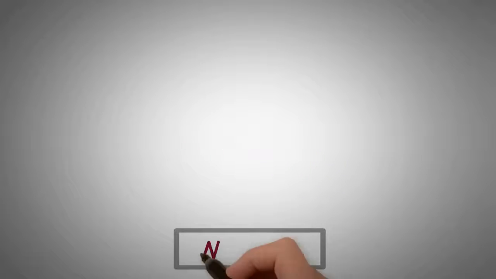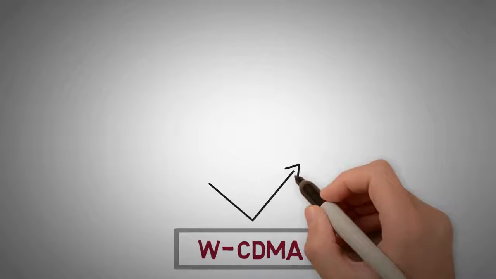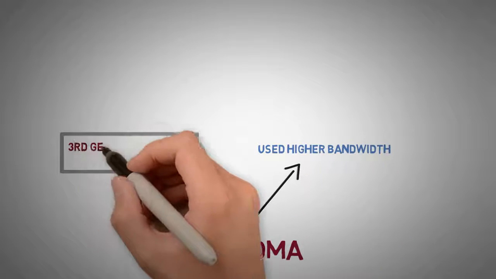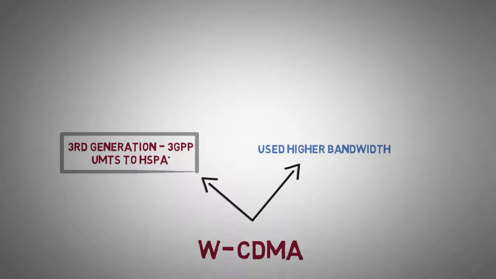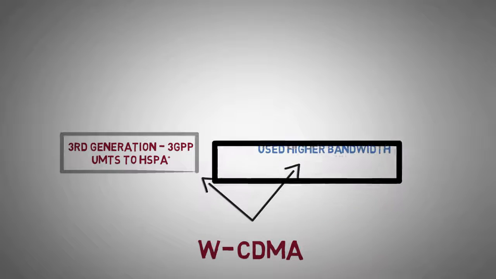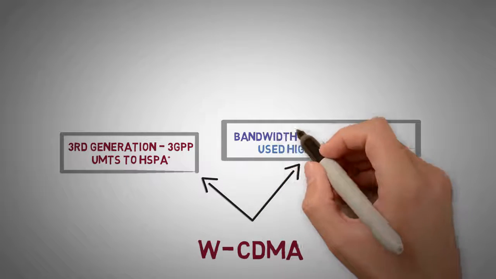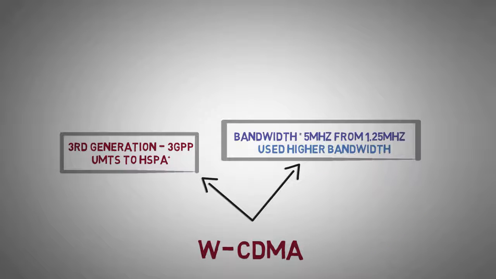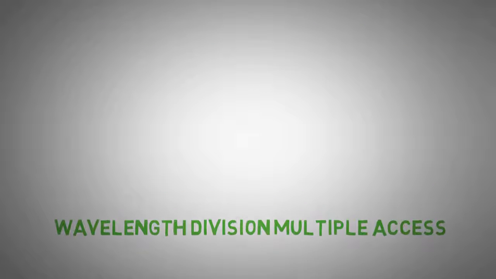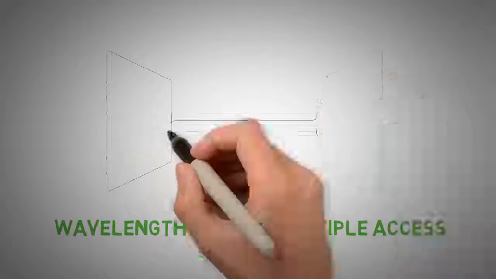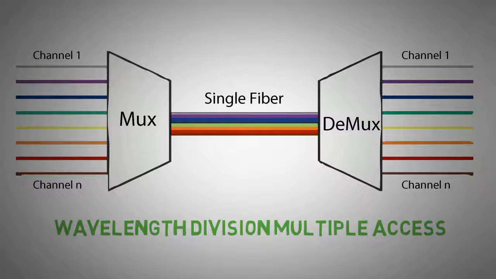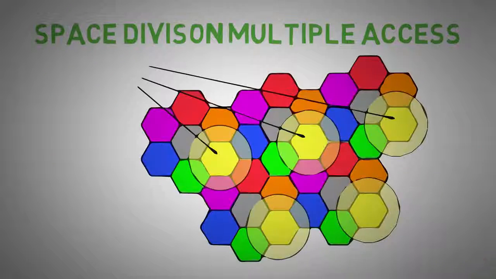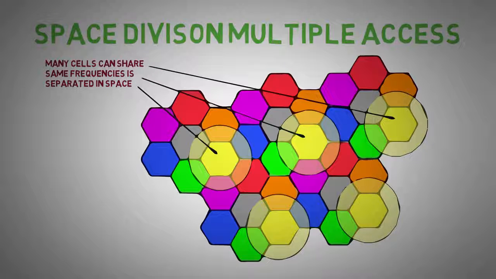Wideband CDMA or WCDMA spreads the signals over an even higher bandwidth. This was used in the 3G standards of 3GPP from UMTS to HSPA+, where the available bandwidth was 5 MHz compared to 1.25 MHz used in CDMA. There are other multiple access techniques like wavelength division multiple access, which is used in fiber optics, and space division multiple access, which refers to spectrum reuse over non-overlapping areas.